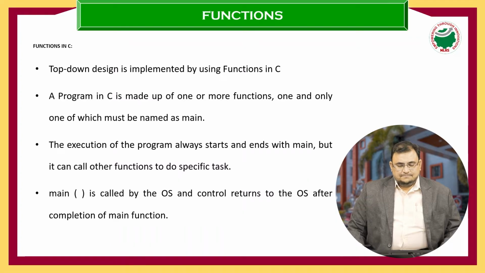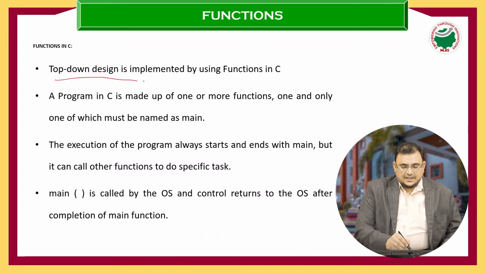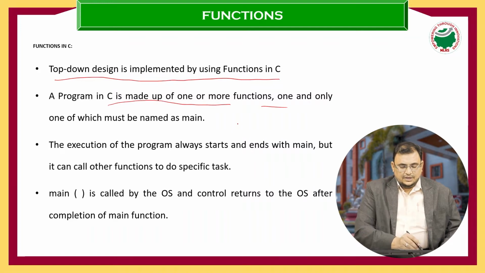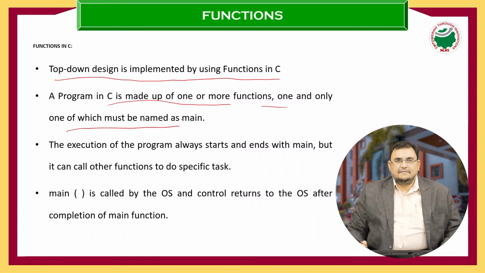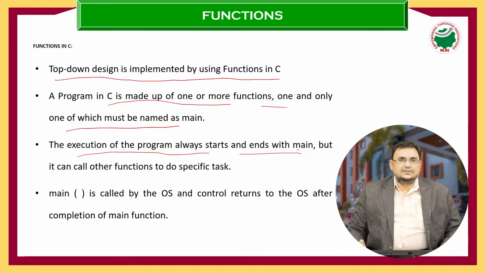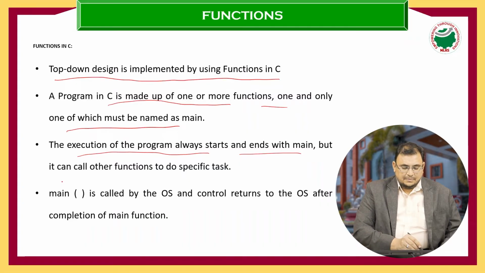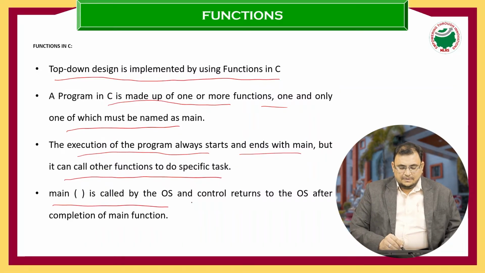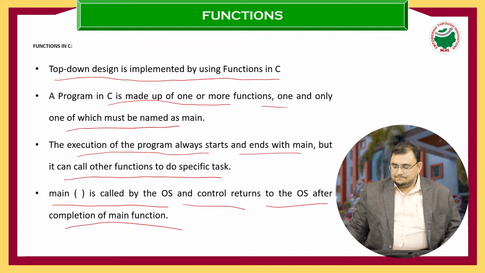Functions in C follow top-down design. A program in C is made up of one or more functions. One and only one function is named main. Every C program has a single main. The execution of the program always starts with the main function. The operating system gives control to main. Every C program starts execution with main, but it can call other functions based on the requirement. Main is called by the operating system, and control returns to the operating system after completion of the main program.